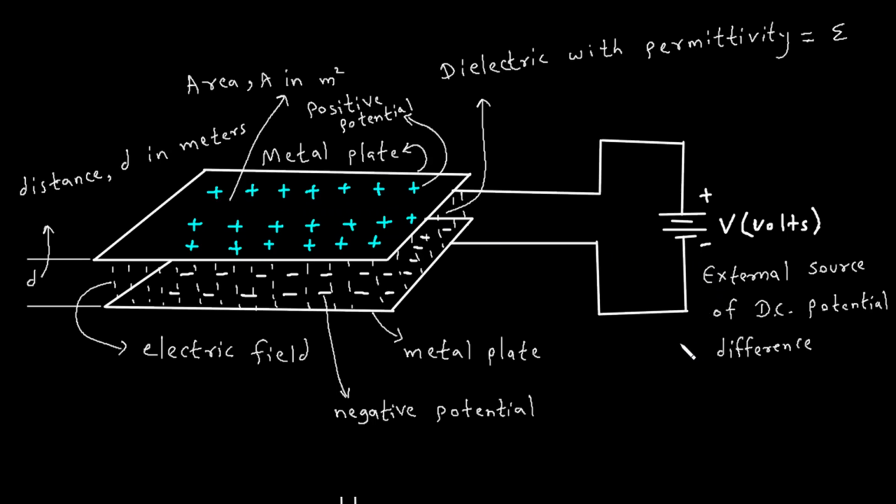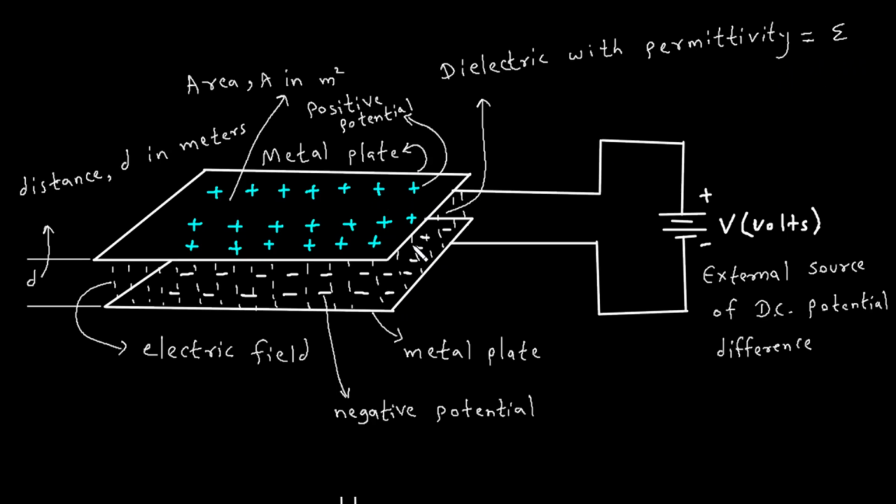And this negative terminal is connected to this plate. So all charges on this plate are negative. And this space is the dielectric. Dielectric with permittivity, which is represented by epsilon.